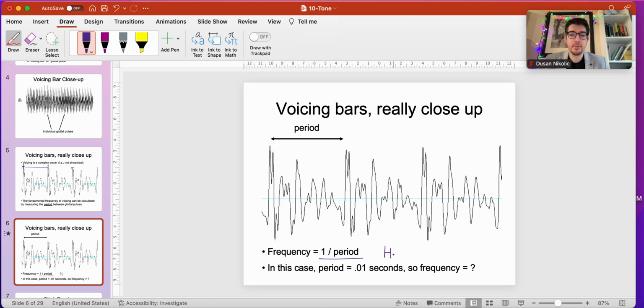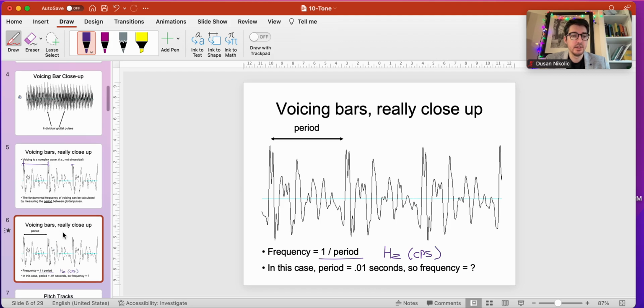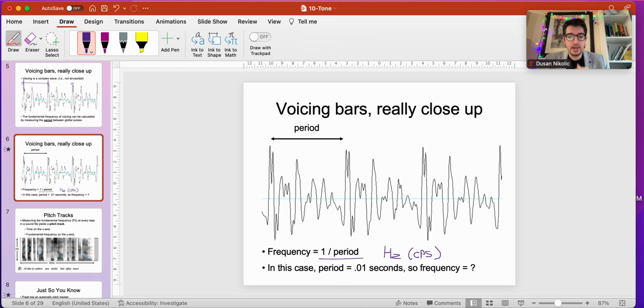Remember, fundamental frequency is expressed in hertz, or cycles per second, so CPS, but very rarely do we say CPS. All right, I don't want to forget anything, so these are the voicing bars, glottal pulses, call them whichever way you want.